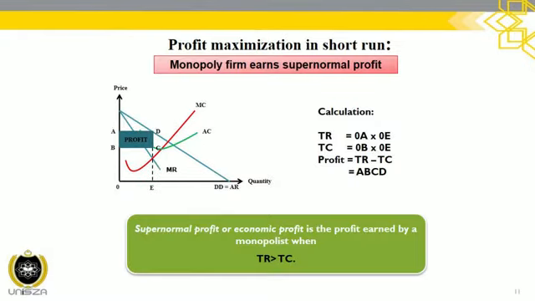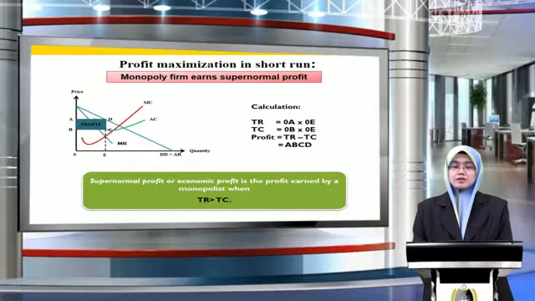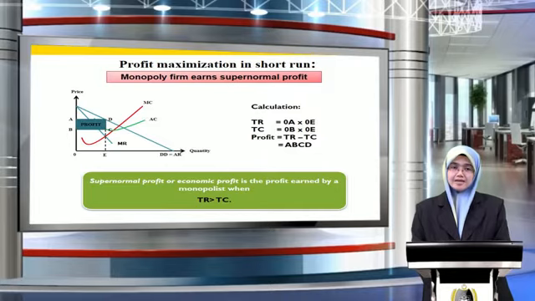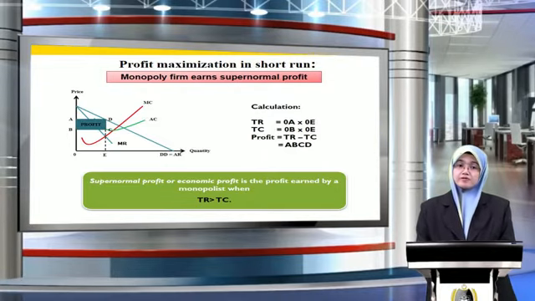Profit maximization in the short run. A monopolist's aim is to earn maximum profits or minimum losses. So, a monopolist will compare his marginal revenue to his marginal cost. In the short run, a monopolist firm can earn supernormal profit, normal profit, or subnormal profit. If a firm makes more than normal profit, it is called supernormal profit.